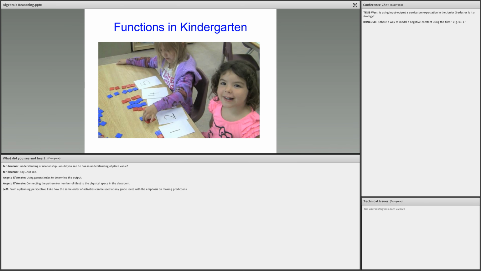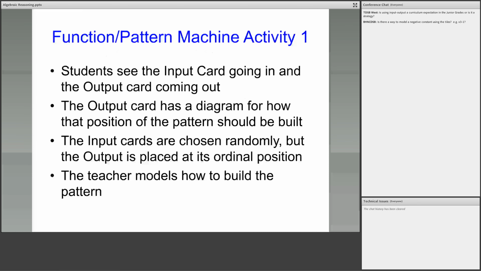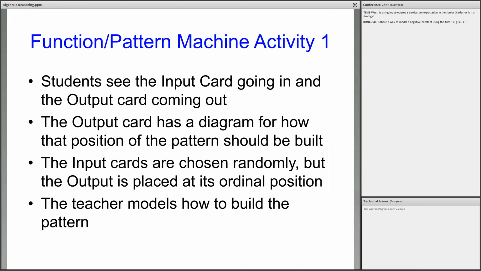So just to briefly recap, we use the function machine pretty much like the robot game that we started off with this morning, but this is a much more visual way for kids to see an input number going in and then seeing the output come out, and the output was visual rather than numeric. And even though the input cards are chosen randomly, the output is placed in its ordinal position. So you've got two kinds of thinking going together.